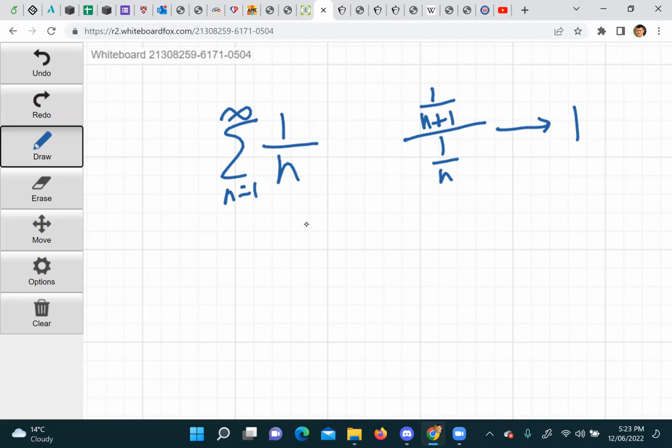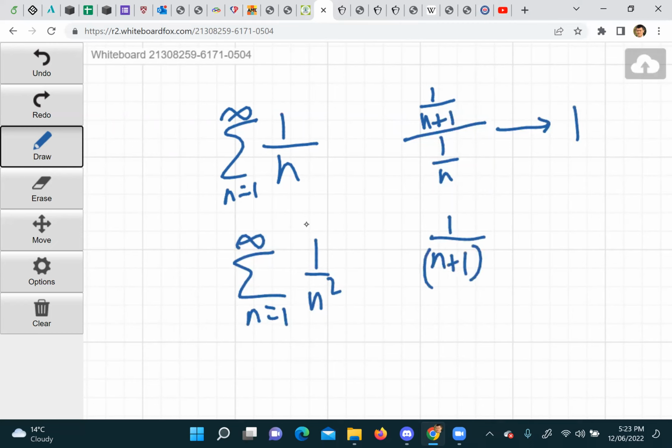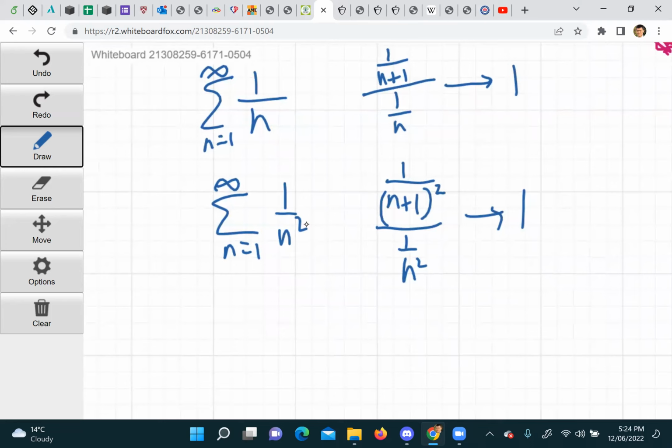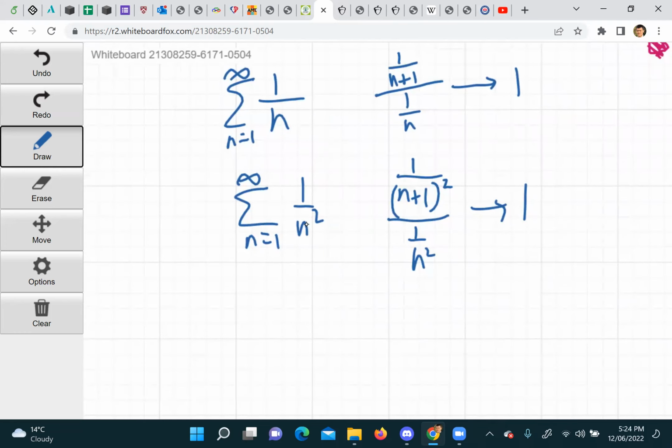Okay, and then you have stuff like the sum from n equals 1 of 1 on n squared. What's the ratio test? n squared on (n plus 1) squared, which is like the previous one squared. It also approaches 1. But does this one converge? Yes, you see it converges, because it's bounded by the integral.